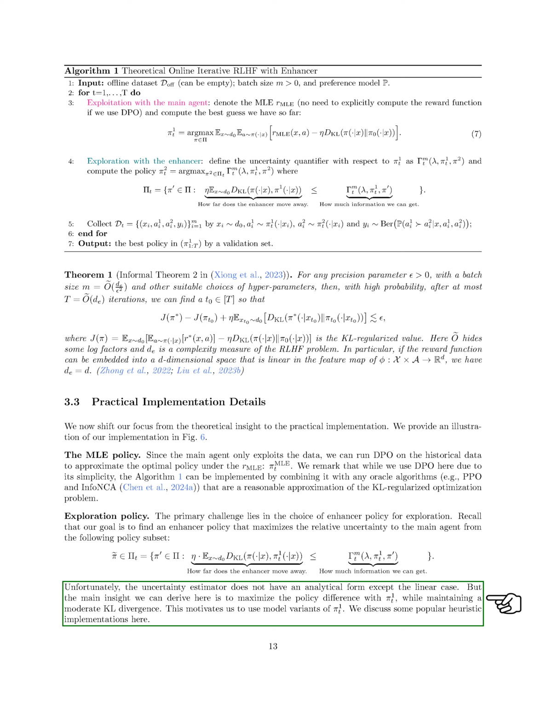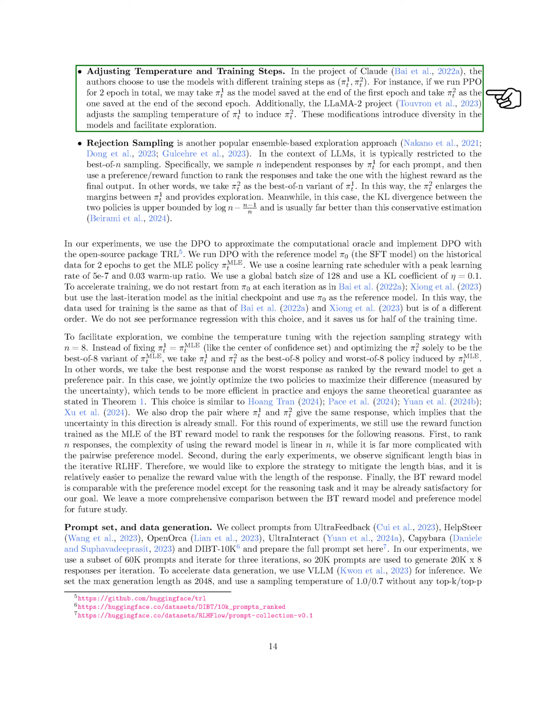Unfortunately, the uncertainty estimator does not have an analytical form except in the linear case. However, we aim to maximize the policy difference with the main policy while keeping a moderate KL divergence. This leads us to use model variants of the main policy. To introduce diversity and facilitate exploration, we can adjust the training steps and temperature. For example, we can use models with different training steps or adjust the sampling temperature of the main policy. Another popular approach is rejection sampling, where we sample multiple responses and select the best one based on a reward function. This method helps enlarge the margins between policies and promote exploration.